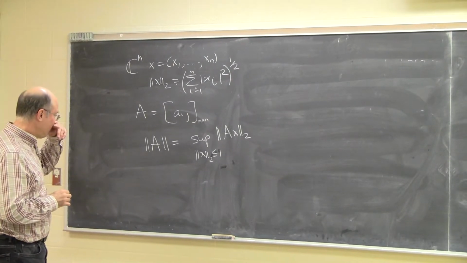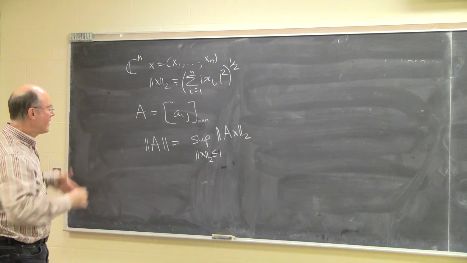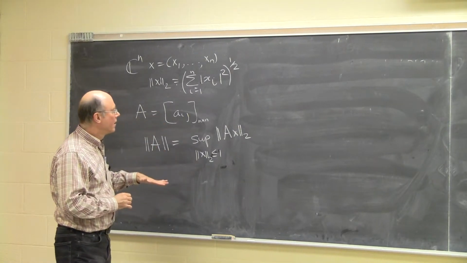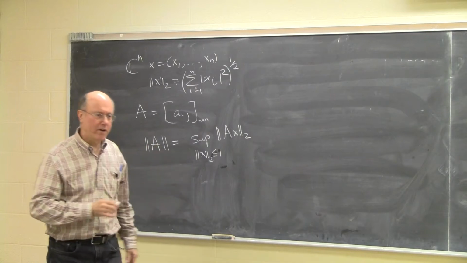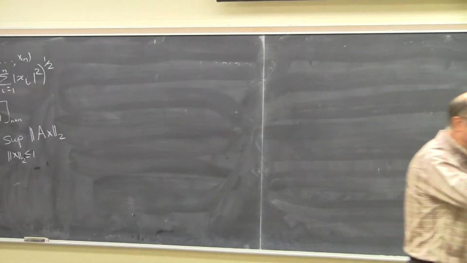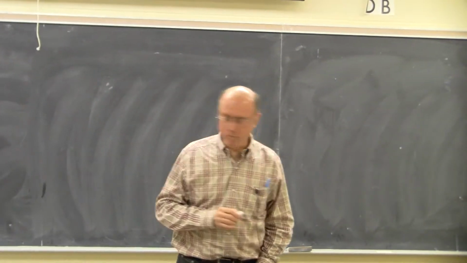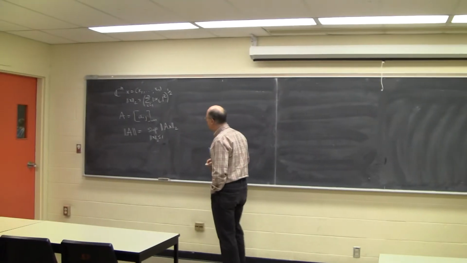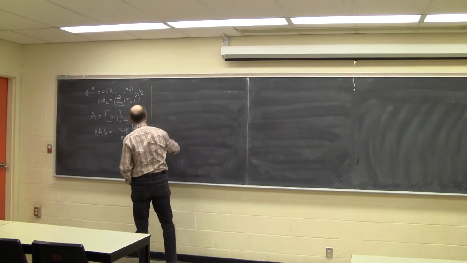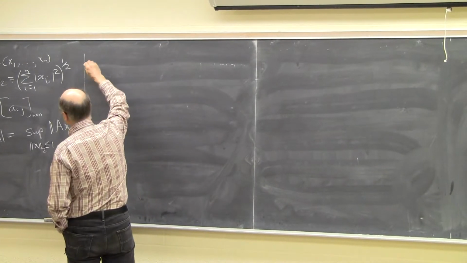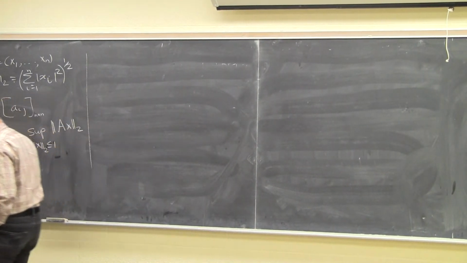So it's sort of the maximum stretch. The image of the open ball is always an ellipsoid. I'll show you why that's true in a second. Okay, so the norm is not so easy to compute by hand, but to get a handle on it, you need to know about the adjoint, right?